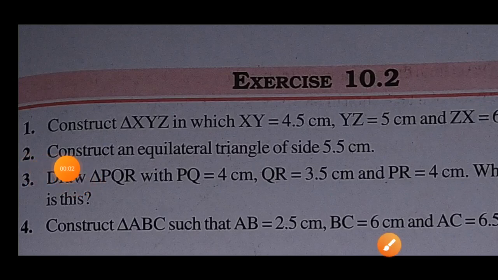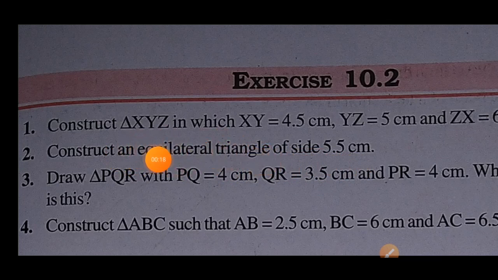Now the question 2. Construct an equilateral triangle of side 5.5 cm. In this question only one side is given. The measurement of one side is given, that is 5.5 cm, and we are going to construct an equilateral triangle.